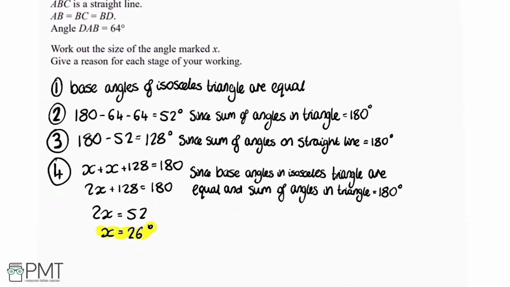And the reason for that is because the base angles in an isosceles triangle are equal and the sum of angles in a triangle is 180 degrees. And we get 1 mark for each of our steps of working there.